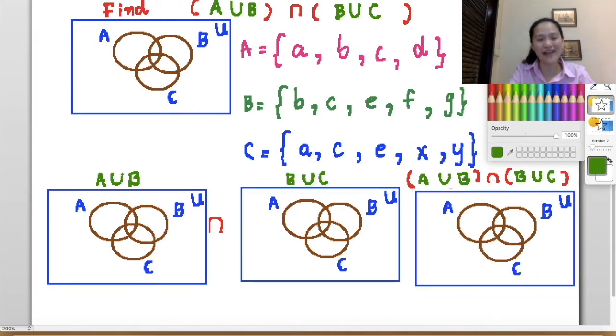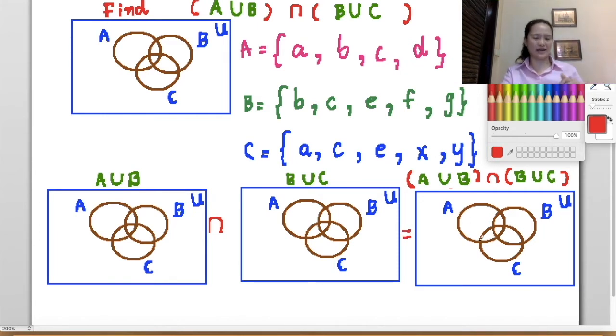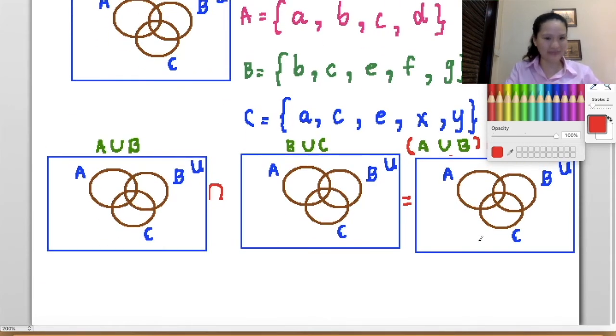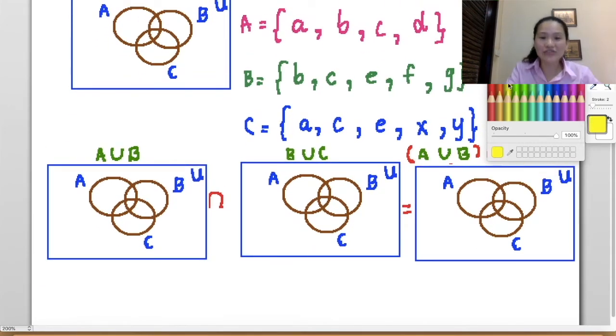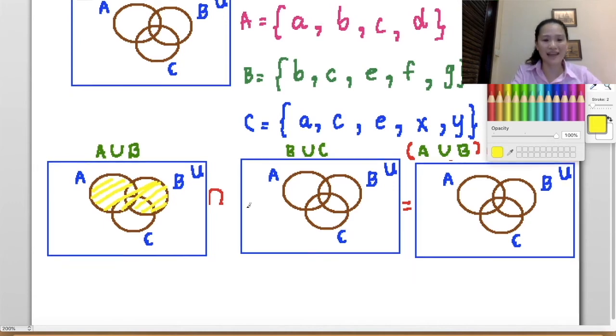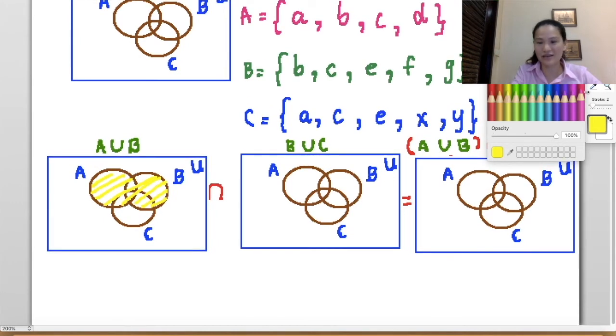Alright, this one is A union B intersect with B union C equals, right down here, this one is our answer. Let's try to find it step by step. Okay, A union B, that means you want all of this one. You want to add set A and B together. Yep, this one is A union B. Now we find out what A union B equals.